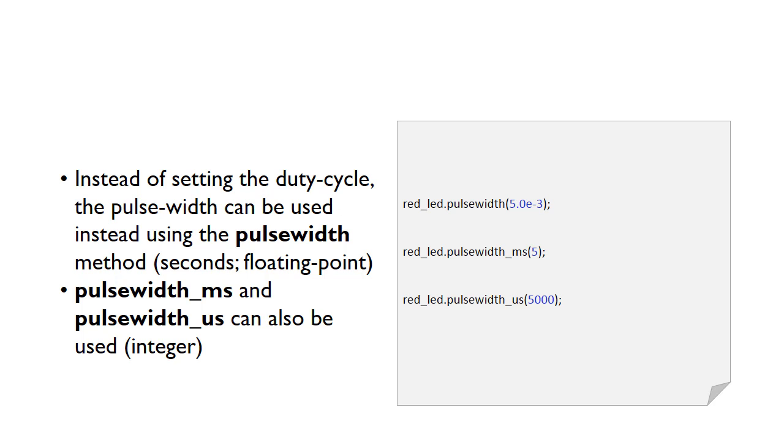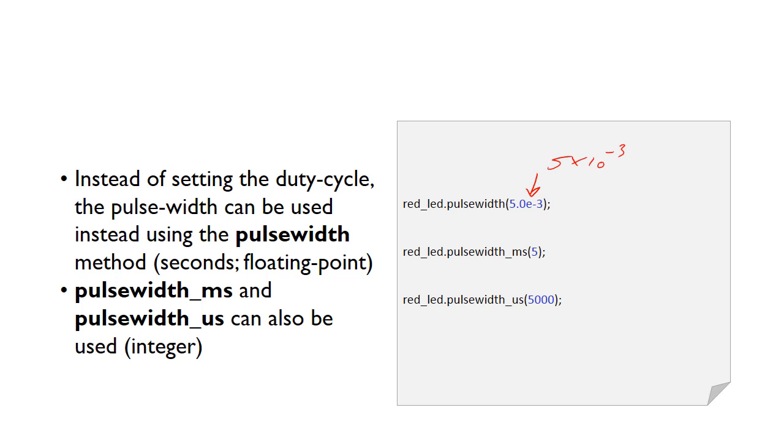In the previous example we saw we could set the duty cycle, but we can also define the pulse width using the pulse width method. In this example, this is scientific notation, 5 times 10 to the minus 3. When you use pulse width, it needs to be a floating point number. So we'll set that to 5 milliseconds.